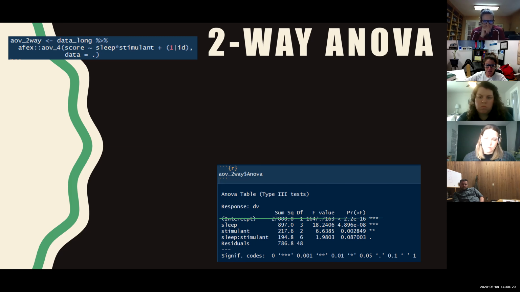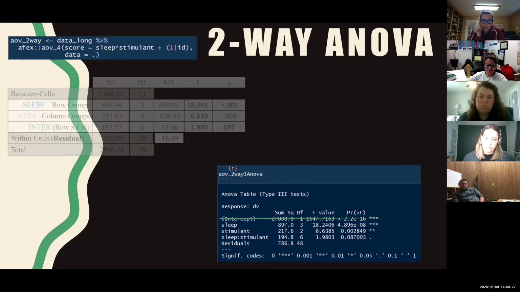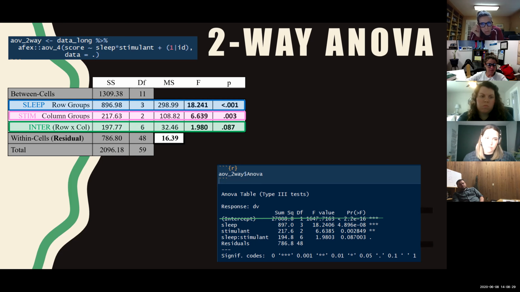Not really, because it's not less than 0.05. 0.08 is really fuzzy land. And then the residuals at the bottom. Okay. This is how the traditional ANOVA table would be set up.